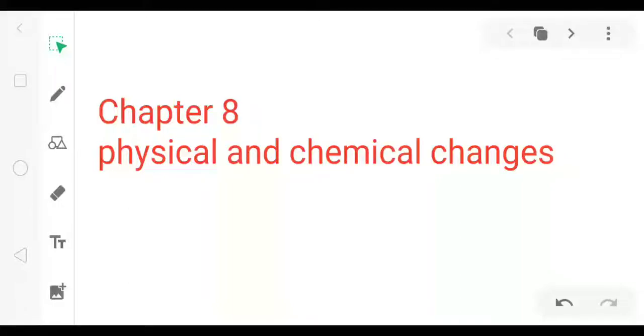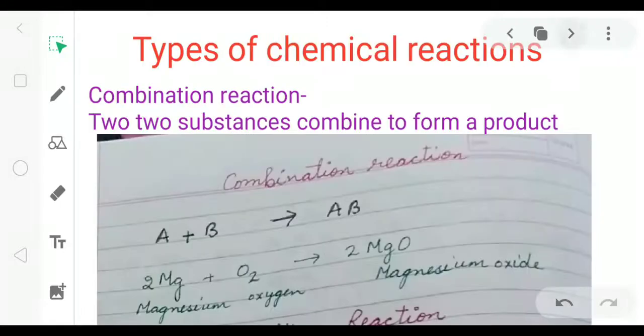Dear students, today we will continue Chapter 8 Physical and Chemical Changes. Types of chemical reactions. First type is combination reaction. In this type of reaction, two substances combine to form a product.